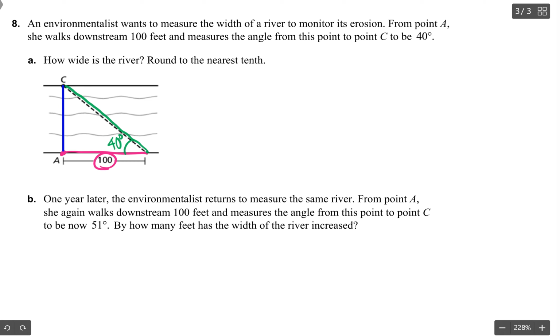So let's call AC X. We're trying to now solve for X. Since we're walking straight down the river, we know that this is a right angle. So we have a right triangle. With this 40-degree angle, we have side X is what we're trying to find. That's the opposite side. And then this 100 here is the adjacent side. So since we know the opposite and the adjacent, we can use the tangent function. So we can say that the tangent of 40 degrees is equal to the opposite, which is X, divided by the adjacent, which is 100.